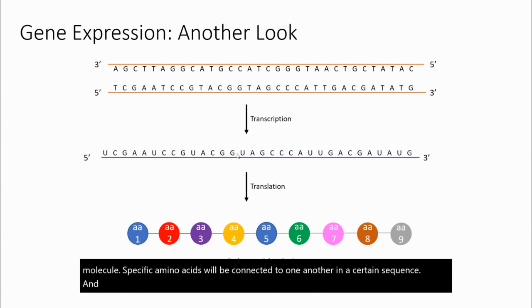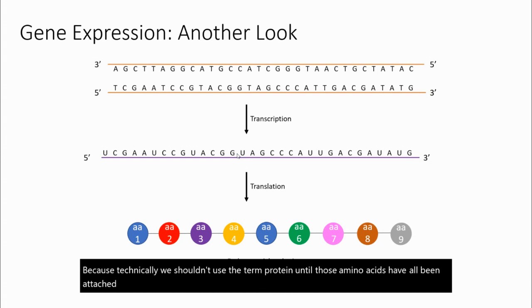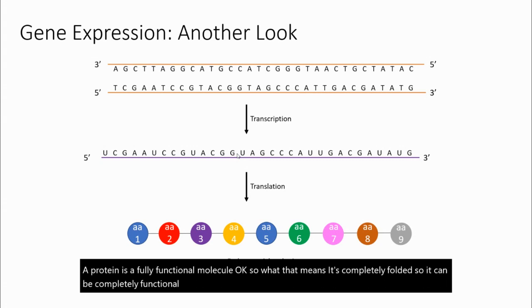And so we actually call this chain of amino acids a polypeptide chain, because technically we shouldn't use the term protein until those amino acids have all been attached together and they're able to fold into their 3D shape. A protein is a fully functional molecule. Okay, so that means it's completely folded, so it can be completely functional. So technically, this chain of amino acids is called a polypeptide chain.